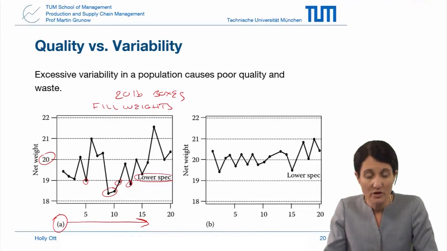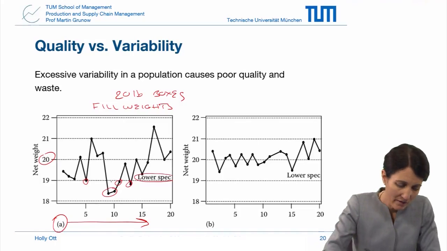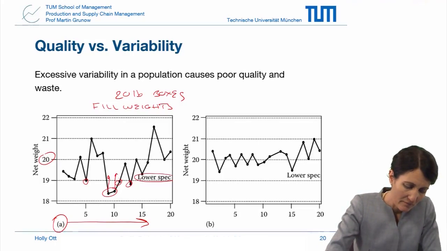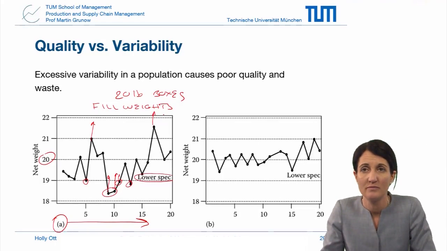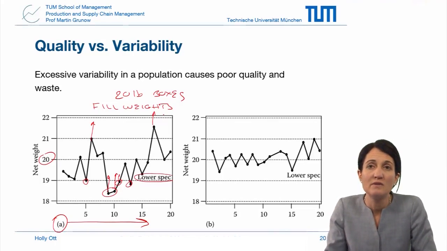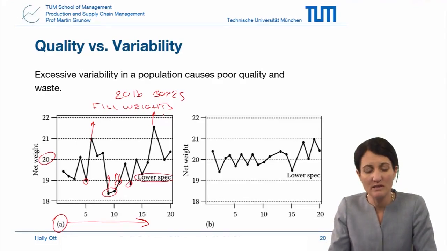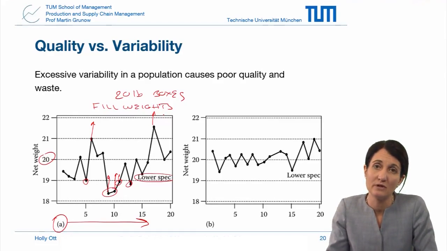So what you could do is you could just fill all the boxes more. That would mean all of these weights would go up. But it also means you would have the high points also going up. And this means the boxes that are already full or overfull maybe would not be able to be closed. And this also means that you would maybe be putting more product in than is actually necessary.